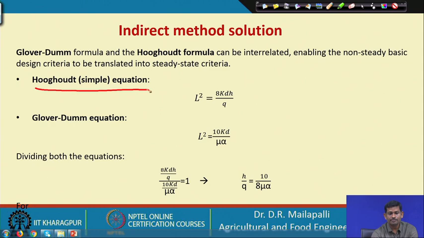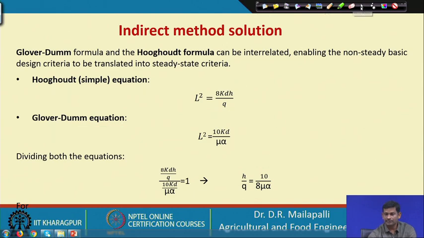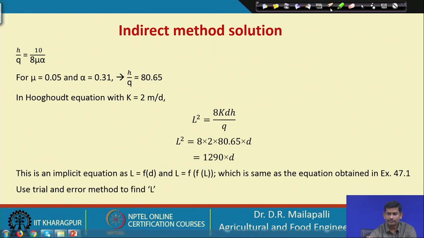So, the simple Hooghoudt equation, by eliminating the horizontal flow above the drain space, is L square equal to 8 k d h by q, because we are only considering the flow below the drain space. And then the Glover-Dumm equation, L square equal to 10 k d by mu alpha. So, combining these two, you get h by q is equal to 10 by 8 mu alpha. Okay. So, this is the same equation.